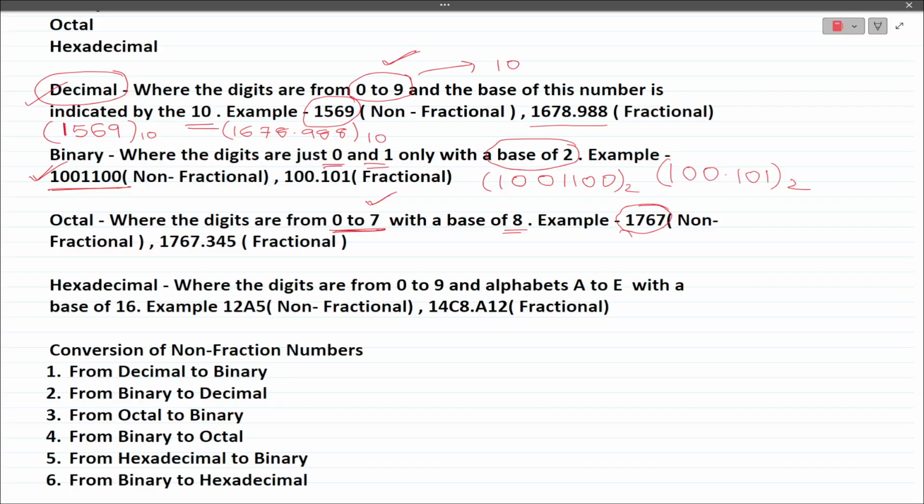If I will be taking any number like 1769, it would be totally incorrect. Why? Because here I have already considered 9, which is not coming under the range that is mentioned.